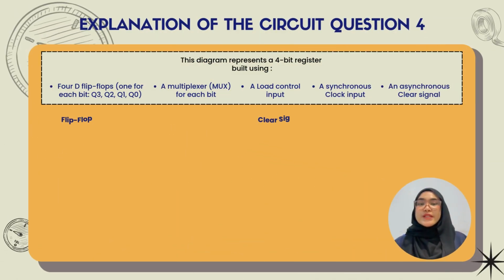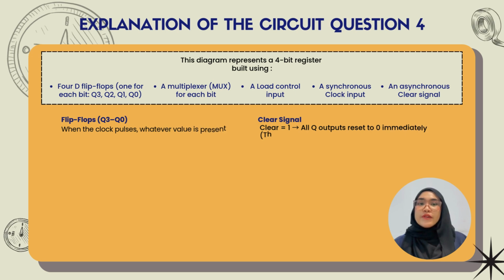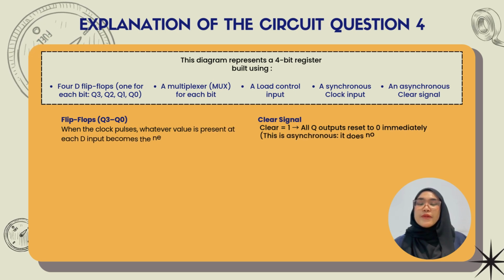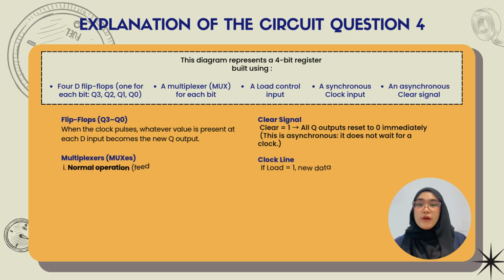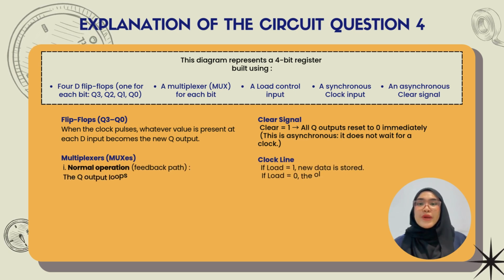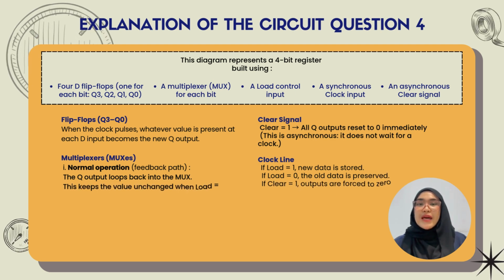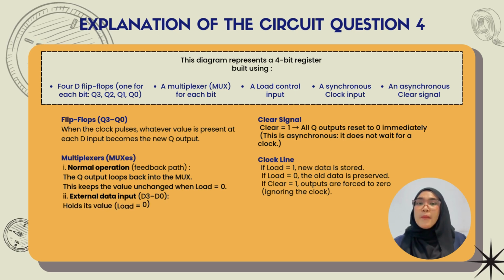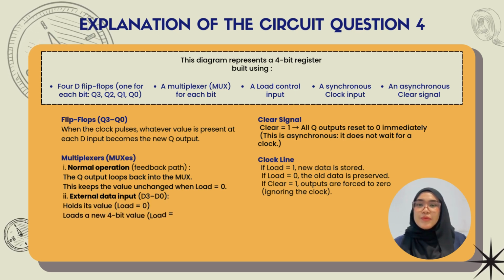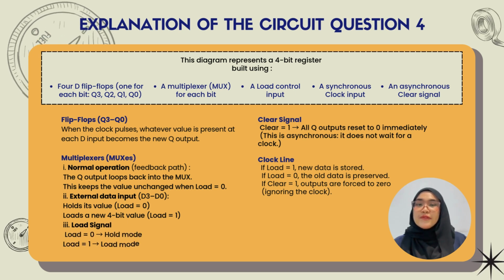The circuit represents a 4-bit register with load and clear, built using 4 D flip-flops, one for each bit from Q3 to Q0, and a multiplexer in front of each flip-flop. The multiplexer controls whether the register keeps its current value or loads new data from the external input D3 to D0. When load equals 1, the multiplexers select the external inputs, and on the next clock pulse, the new 4-bit value is stored in the flip-flops.